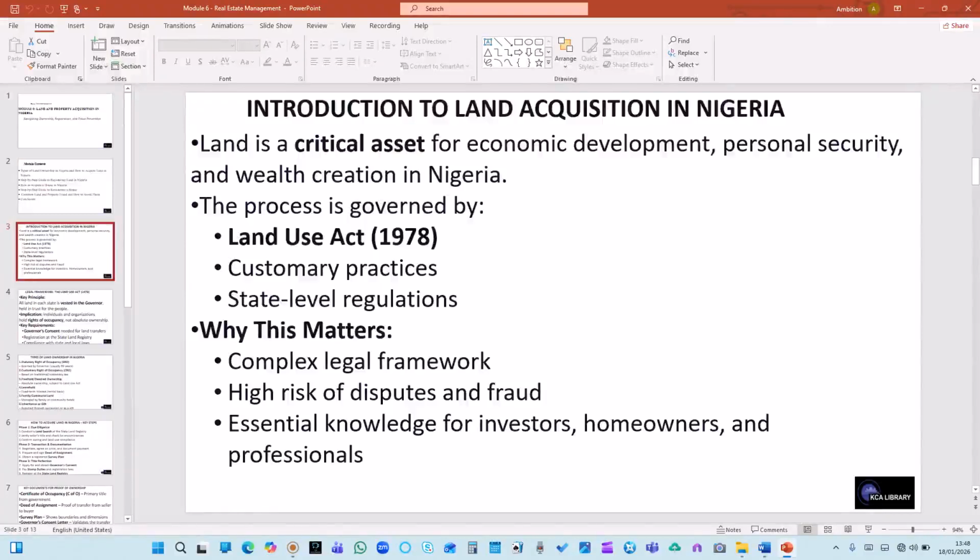Land is a critical asset for economic development, personal security, and wealth creation in Nigeria. The process is governed by the Land Use Act of 1978, customary practices, as well as state-level registrations and regulations. Why does it matter? It matters because land is a critical asset that requires a complex legal framework. There is high risk of dispute and fraud in land transactions. Therefore, essential knowledge for investors, homeowners, and professionals is needed.